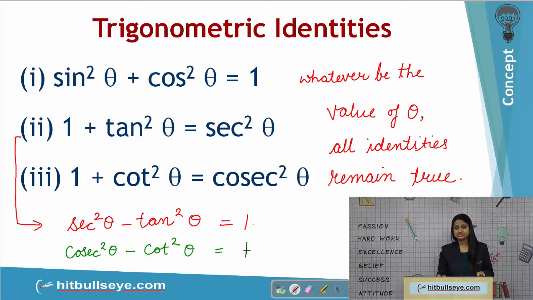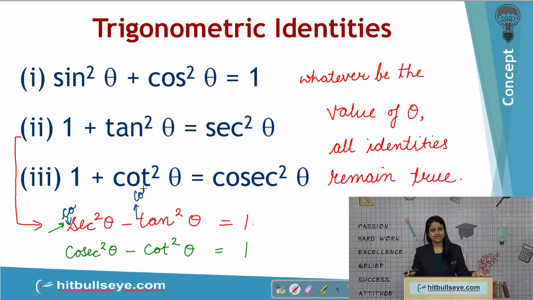Now you can generate a mnemonic to learn these two identities as well. If you remember the second identity, then you can easily remember the third identity. How? Just assign co before secant and co before tan. I mean, the original was secant square theta minus tan square theta is equal to 1. After assigning co before both T ratios, it will become cosecant square theta minus cot square theta is equal to 1. You should learn it by heart.